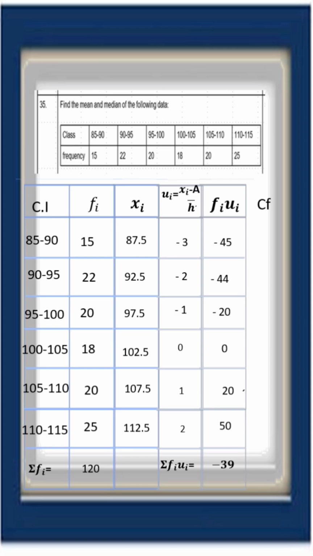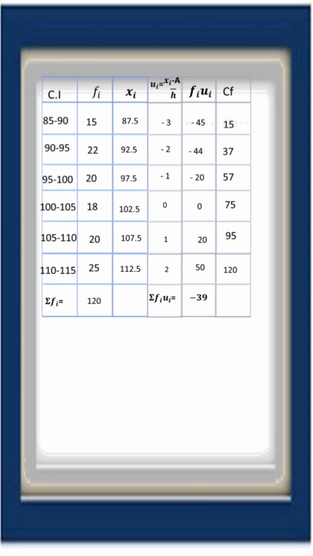Before finding the mean, let us find the cumulative frequency, which is important to find the median. Cumulative frequency is nothing but adding these numbers. The cumulative frequency of the first class interval is 15. 15 plus 22 is 37. 37 plus 20 is 57. 57 plus 18 is 75. 75 plus 20 is 95. 95 plus 25 is 120.